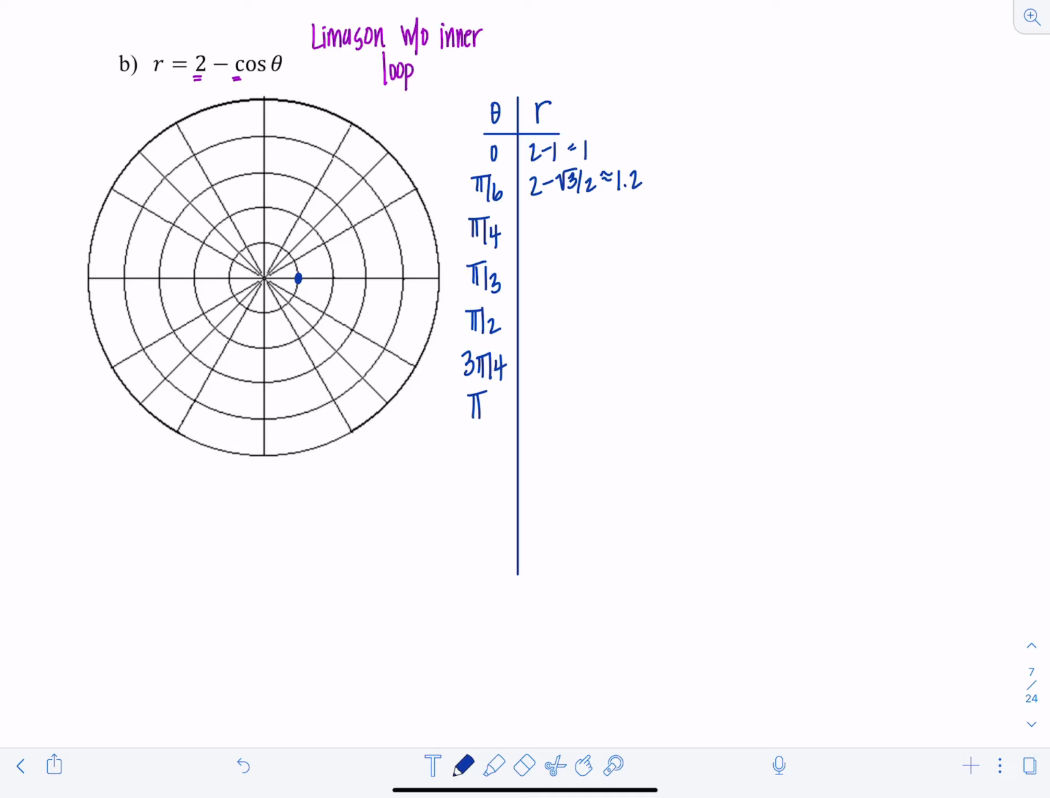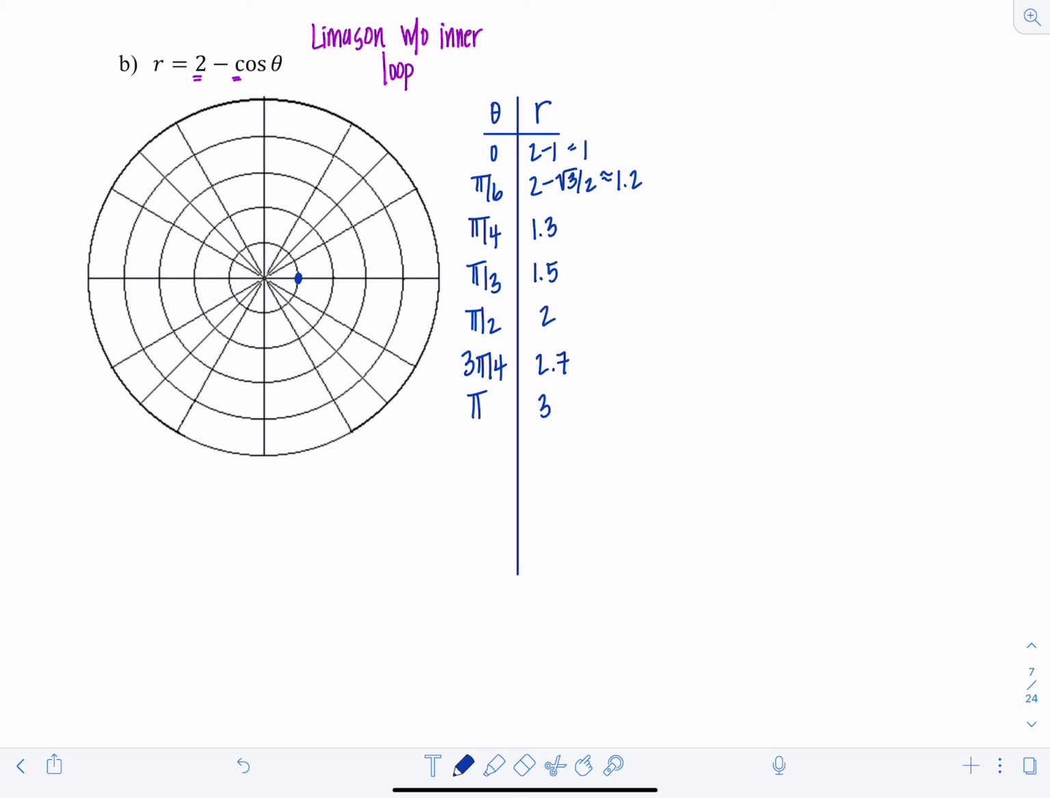So at pi over 4, cosine's rad 2 over 2, so about 0.7, so 2 minus 0.7, that's about 1.3. Pi over 3, cosine's a half, so 2 minus a half is 1.5. Pi over 2, cosine is 0, so this is going to be 2. At 3 pi over 4, cosine is now negative 0.7 approximately. So then that's going to be 2 plus 0.7, so 2.7. And then at pi, cosine is negative 1. So 2 minus negative 1, that's going to be 3. Okay, let's graph what we have so far.